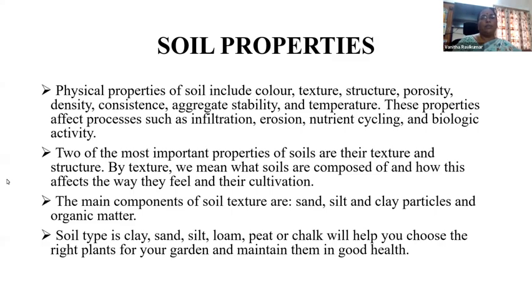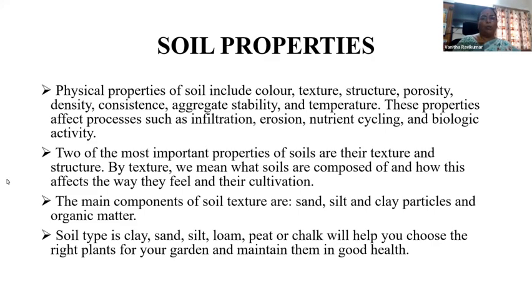Then erosion: sandy soil has more erosion because the particles are loose. Nutrient cycling happens in loamy soil. In biological activity, the humus in the A horizon means biological activity is high. Plants grow well in high humus conditions.